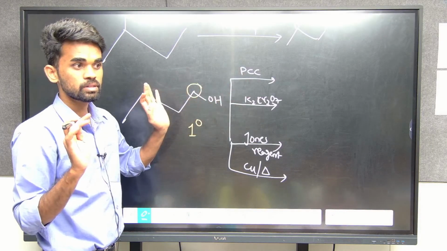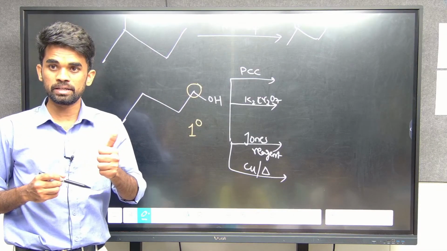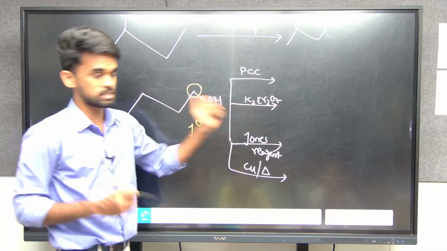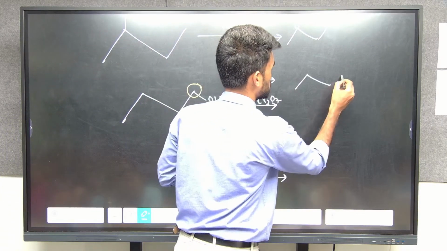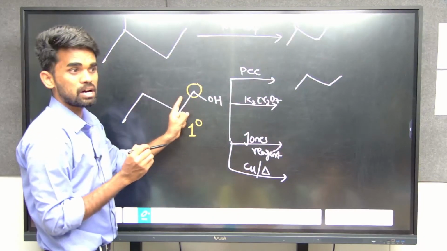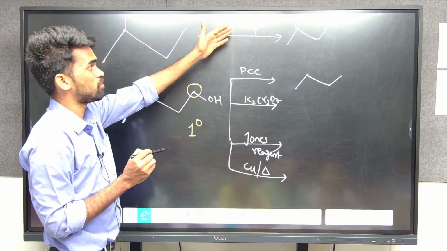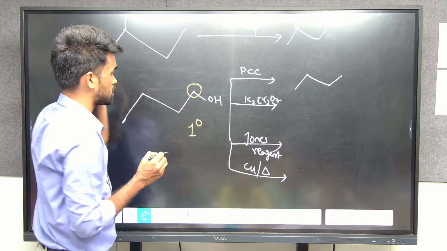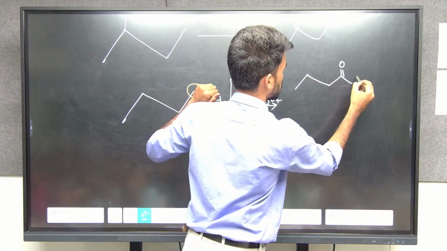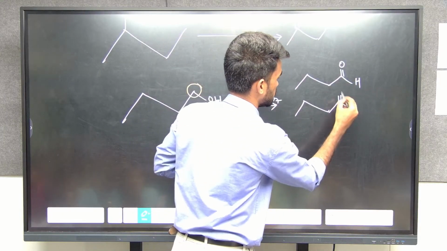PCC. What will it do? PCC, pyridinium chlorochromate, oxidizes primary alcohols to aldehydes. It's very important to remember that PCC always converts primary alcohols to what? Aldehydes. Whereas K2Cr2O7, KMnO4 convert into what? Carboxylic acid. So 1, 2, 3, 4, it means butanol we got. So butanoic acid is the product here.